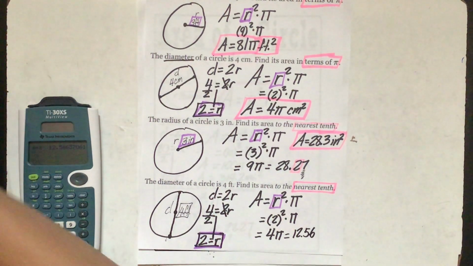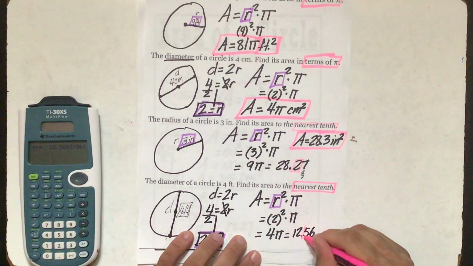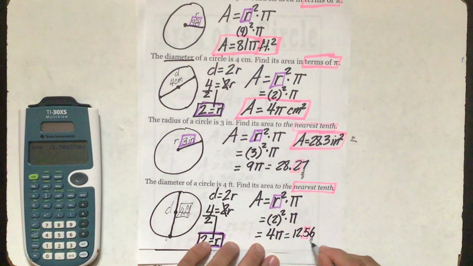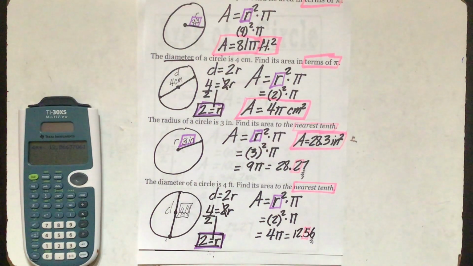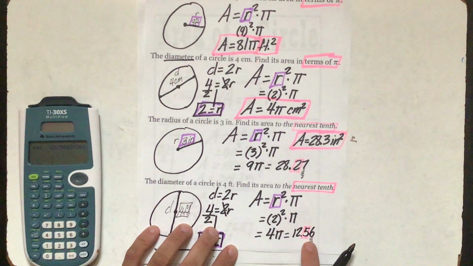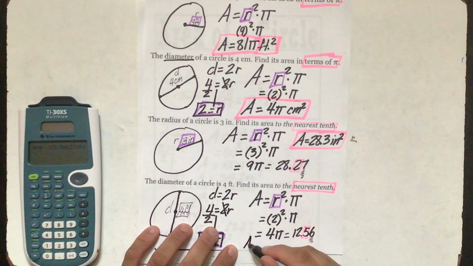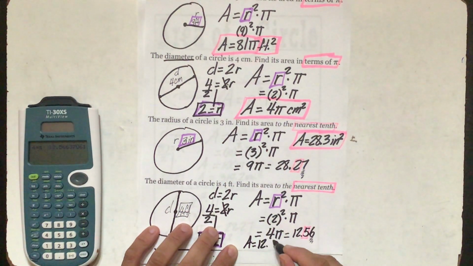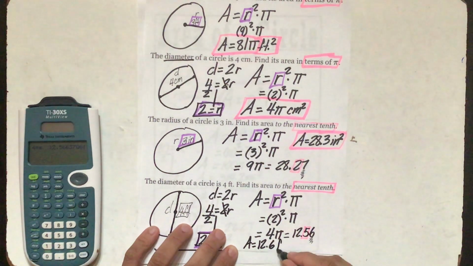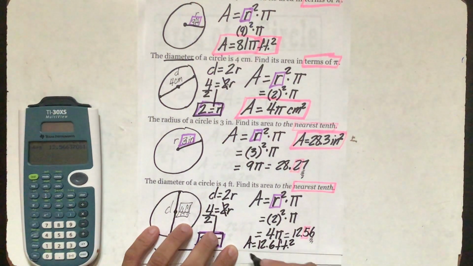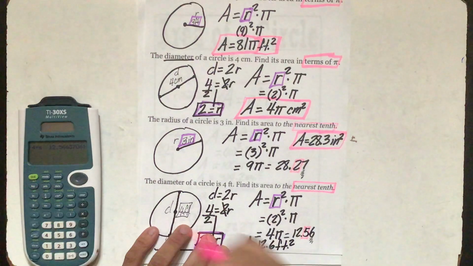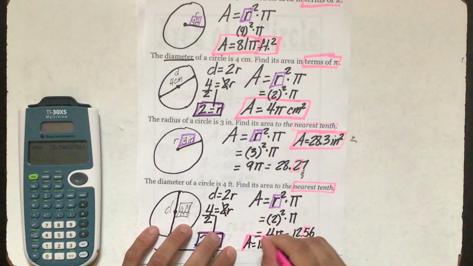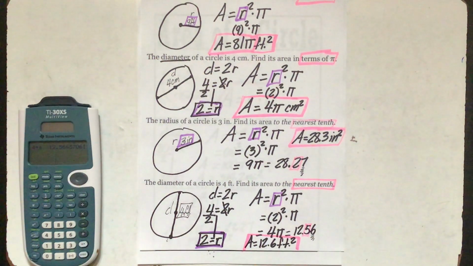12.56. So my 5 is my tenths place. So that means that my 6 is going to tell my 5 what to do. So since it's 5 or bigger, the area is going to be 12.6 feet squared. And that's my area here. I had to write it as a decimal because it said to the nearest tenth.